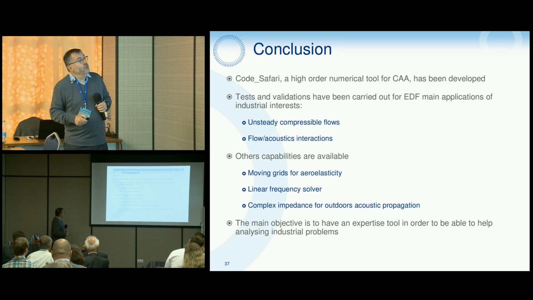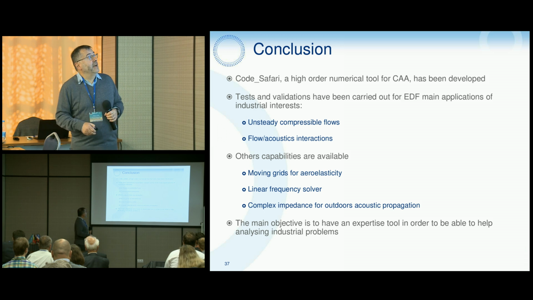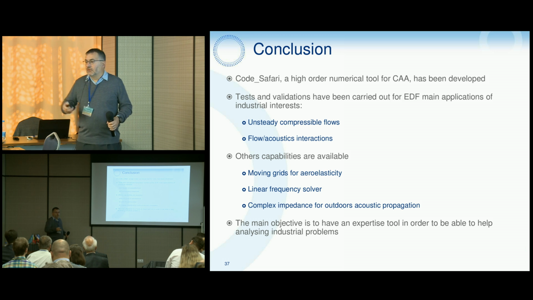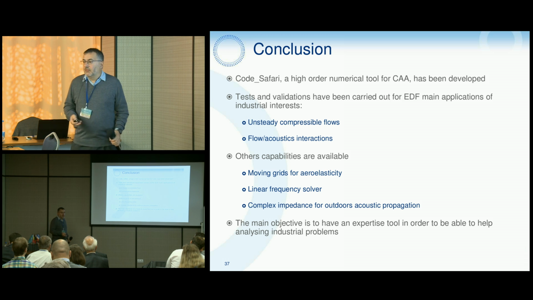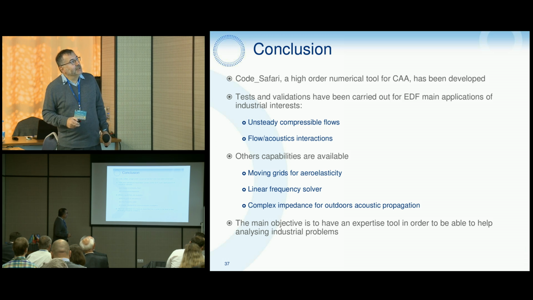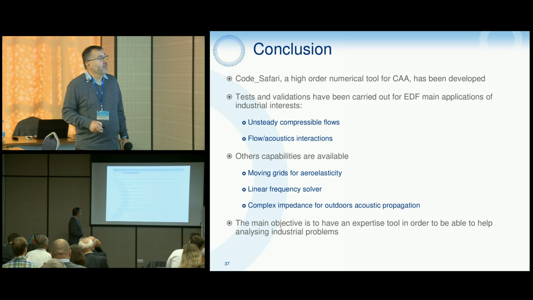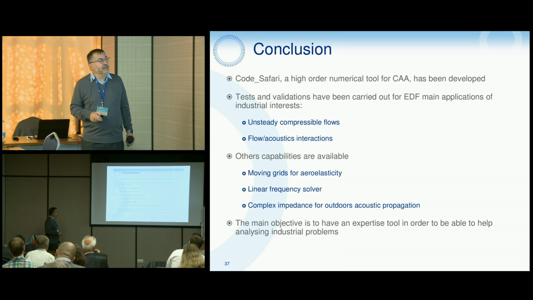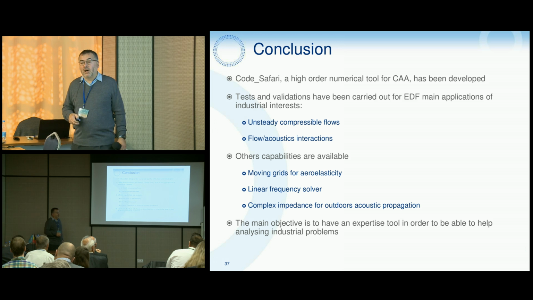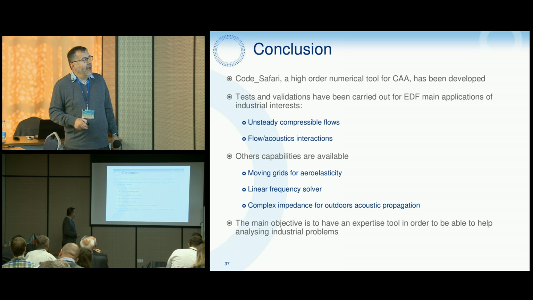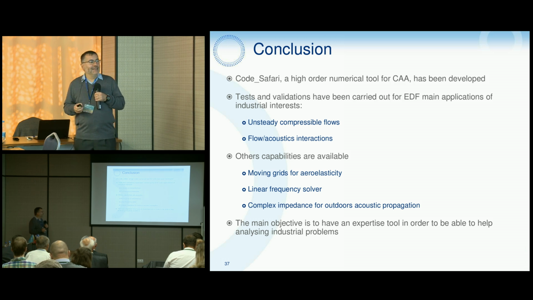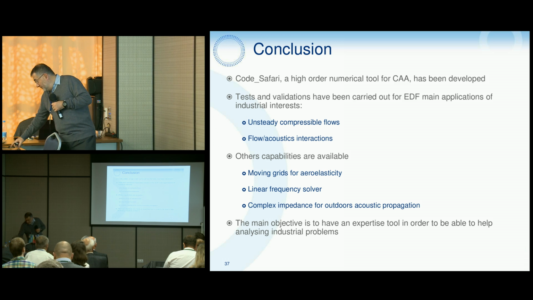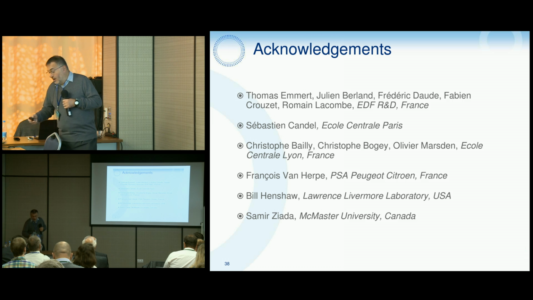Okay, so we have developed a high-order numerical tool for CAA, but we also want to extend it, because we want the tool to be quite flexible, and because our problems are changing. We currently have validation mainly for unsteady compressible flow and for acoustic interaction. Other capabilities are available, like moving grids, a linear frequency solver, and also complex impedance for outdoor acoustic propagation. Our main objective is to have an expertise tool to help analyze industrial problems when they occur.